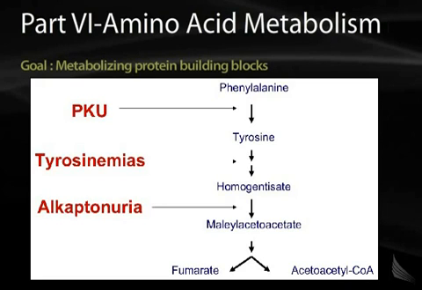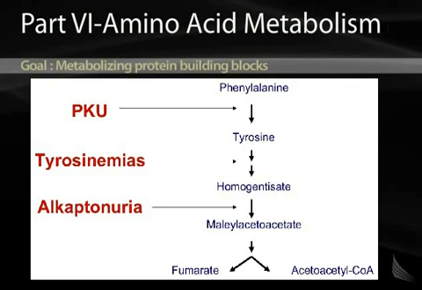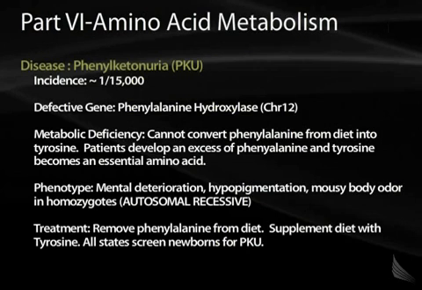As far as amino acid metabolism goes, remember, again, the goal is to metabolize protein building blocks, or amino acids. There are various pathways of breakdown that we see. Because of the various steps, there are also various diseases. Here we see the breakdown of phenylalanine into fumarate and acetoacetyl-CoA. There are different types of disorders that can result from mutations along the pathway. They include PKU, tyrosinemias, and alkaptonuria.